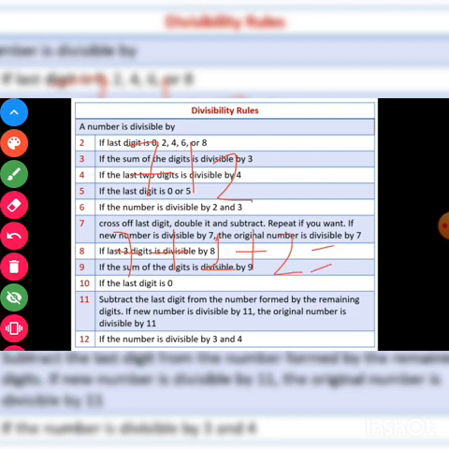What sum are you getting? It's 10. And 10 is not divisible by 9. That means 712 will not be divisible by 9.